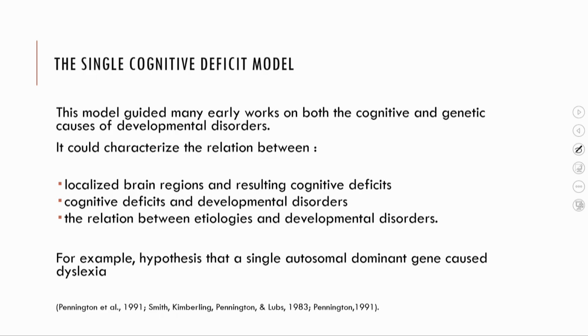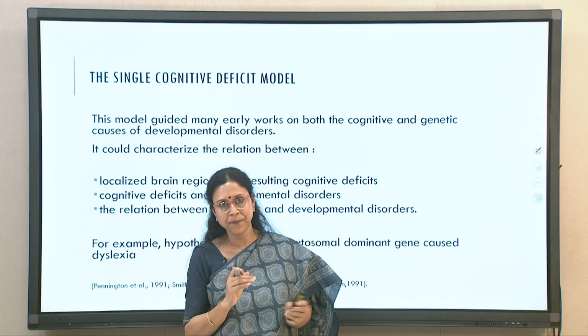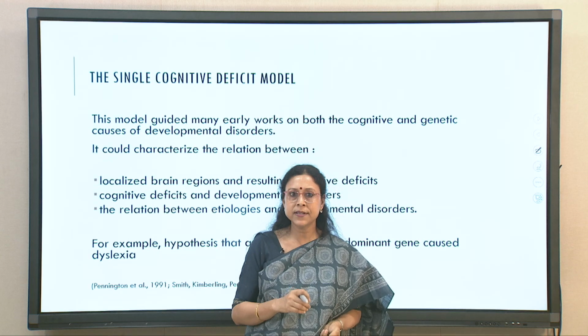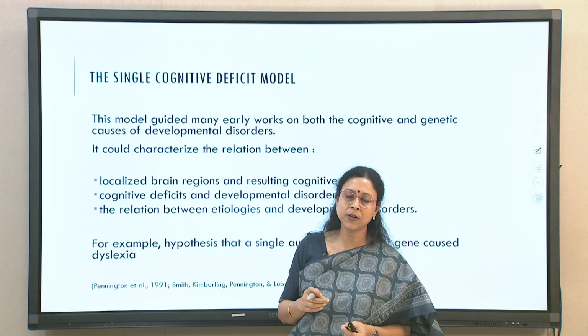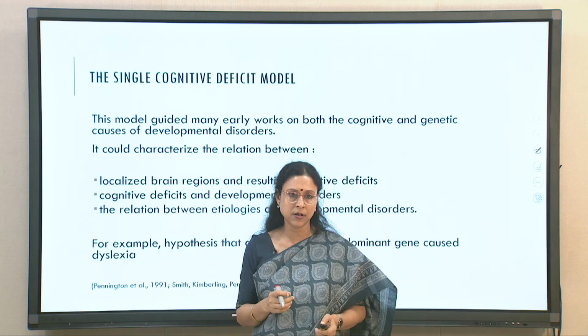So, one of the older models is called the single cognitive deficit model. This model guided many of the early works on both the cognitive and genetic causes of developmental disorders, and they would typically look at the relationship in this way. They will look at localized brain regions and resulting cognitive deficits, a one to one sort of match. So, single deficit and single outcome, that kind of thing. Let us say an injury to the brain in a particular area, and one kind of language disorder, one to one mapping of that sort: cognitive deficits and developmental disorders, and the relation between etiologies and developmental disorders. That was the viewpoint that the single cognitive deficit model took up.